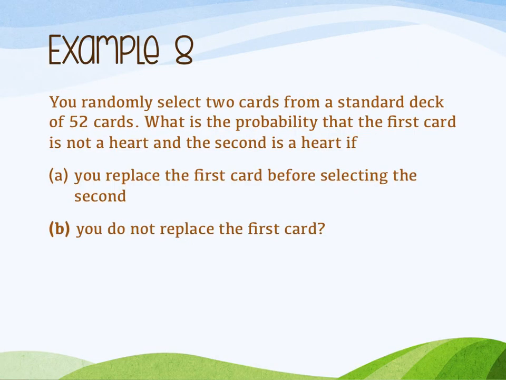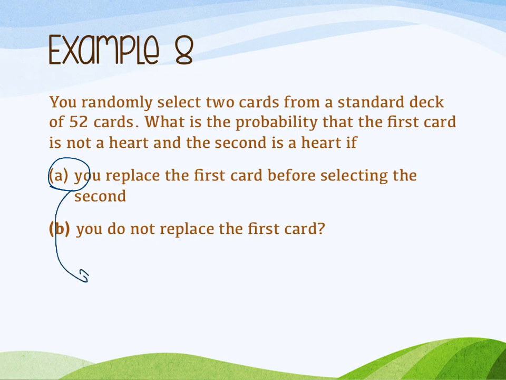Okay, now the last slide, which is just more replacement, non-replacement. So hopefully this is a little bit easier. You randomly select 2 cards from a standard deck of 52 cards. What's the probability that the first card is not a heart and the second is a heart? If A, you replace the first card before selecting the second, and B, do not.